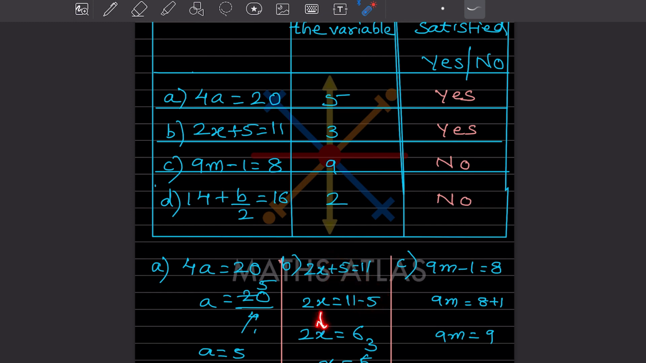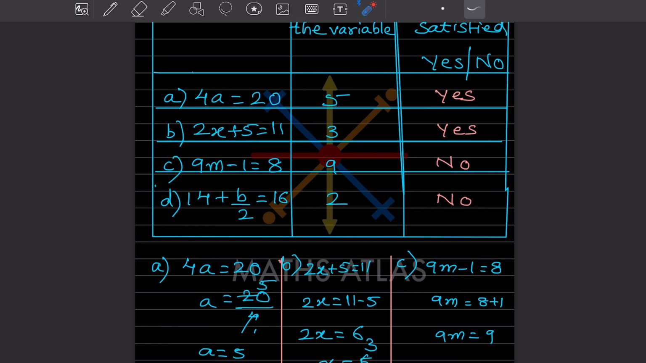So 2x again, same as it is. 11 minus 5 is 6. So x will be what? This is multiplication, so 6 divided by 2. It will get divided, right? So 2 ones are 2, 2 threes are 6. So x is 3. So here they wrote 3. So again this is satisfied. So you have to write S over here. Okay. Now let us look at the next one. This is the third one. 9m minus 1 is 8.